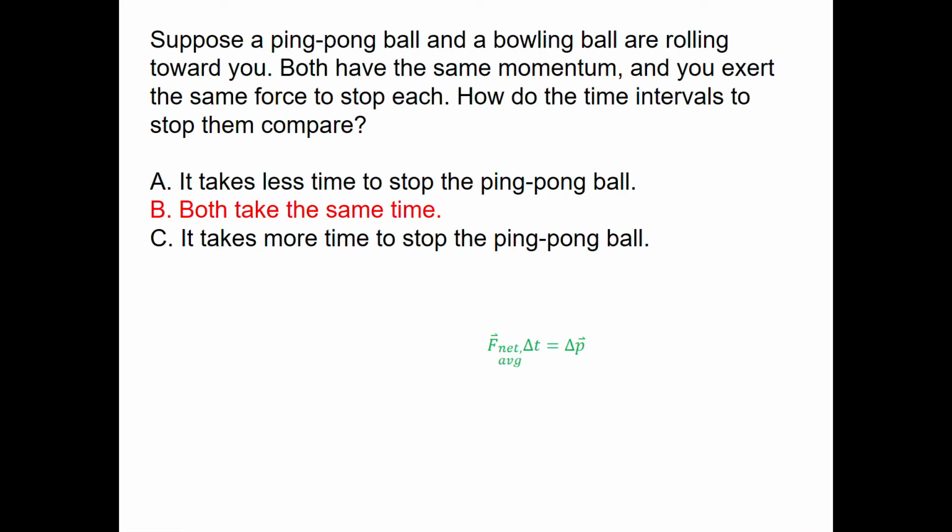Well, of course, looking at them, if you see a bowling ball rolling toward you and you see a ping pong ball with the same momentum rolling toward you, the ping pong ball is going at a huge velocity, whereas the bowling ball is just barely moving. So that's what it would look like if they had the same momentum.